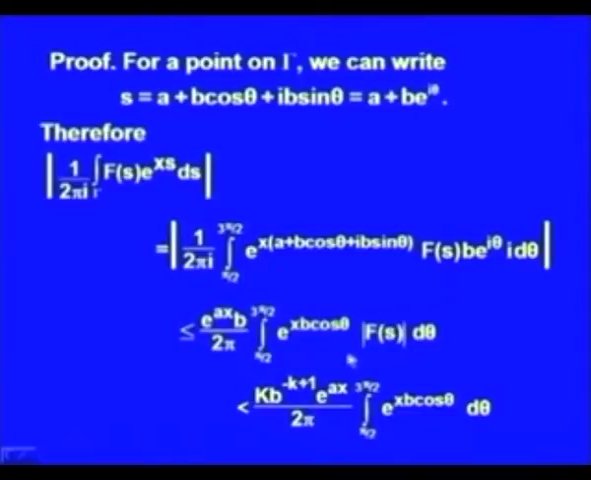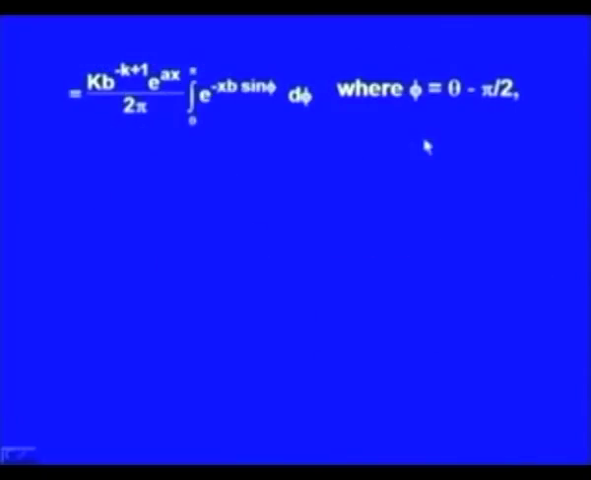Here we are making use of the condition that mod of f s is less than k times b to the power minus k. So, k times b to the power minus k plus 1 because of this b, and then we have e to the power a x over 2 pi, integral pi by 2 to 3 pi by 2 of e to the power b x cos theta d theta. And let us now put phi equal to theta minus pi by 2, then the previous integral is replaced by integral 0 to pi of e to the power minus b x sin phi d phi, and will be multiplied by k b to the power minus k plus 1 e to the power a x over 2 pi.